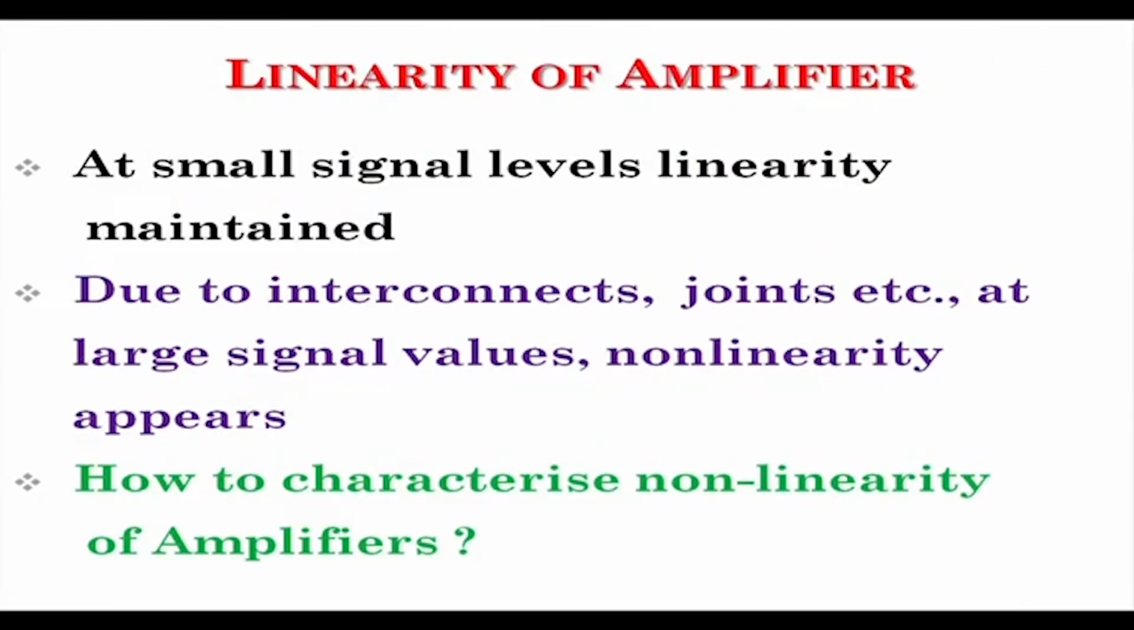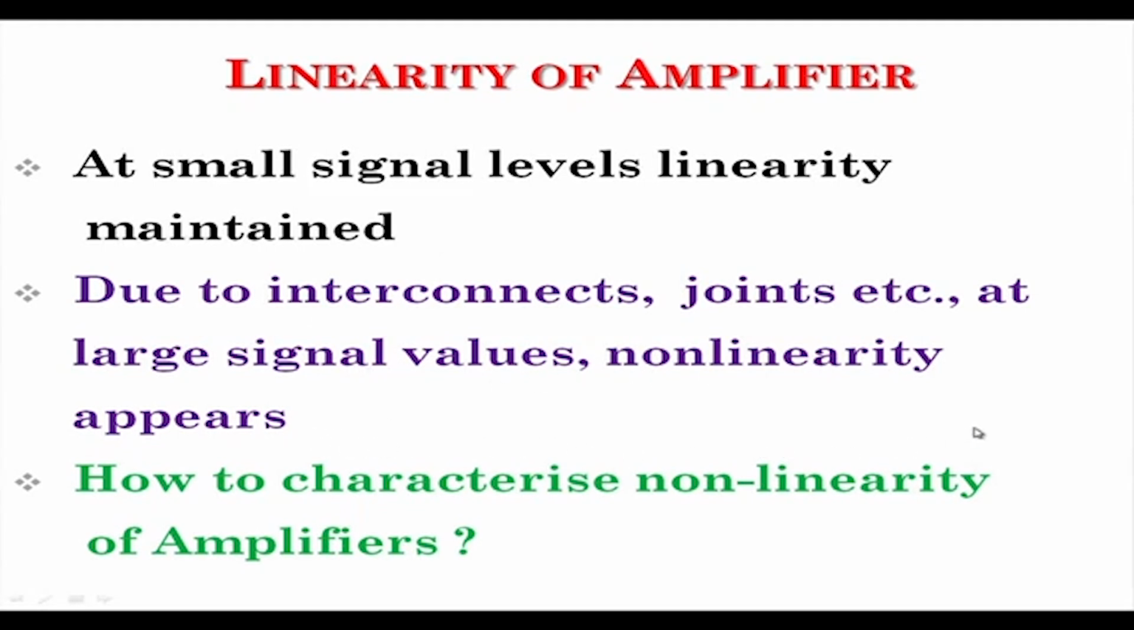So, the first one is power amplifier design 1. First, we will discuss the nonlinearity at large signal values. I already said that the power amplifier, which is the final stage before the antenna, the final stage of any wireless transmitter, there due to large signal the nonlinearity may come. So, let us see those nonlinearities. At small signal levels we maintain linearity, but due to interconnects, joints, etc., at large signal values nonlinearity appears.